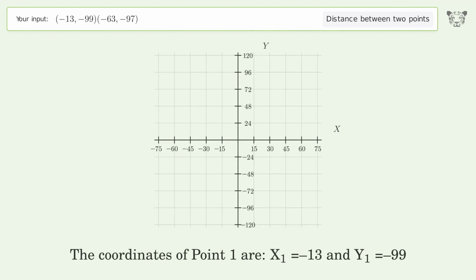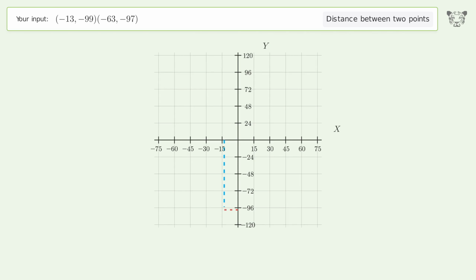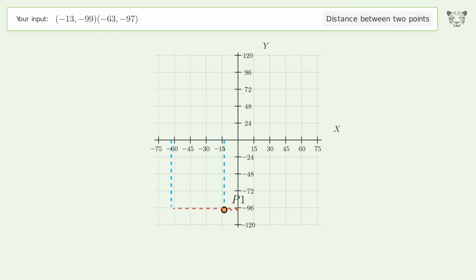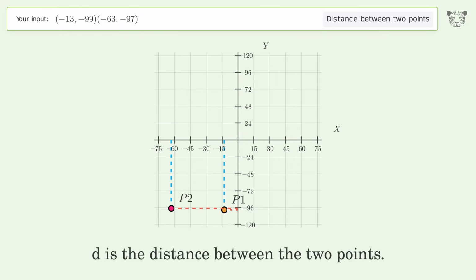The coordinates of point 1 are, x1 equals -13 and y1 equals -99. The coordinates of point 2 are, x2 equals -63 and y2 equals -97. D is the distance between the 2 points.